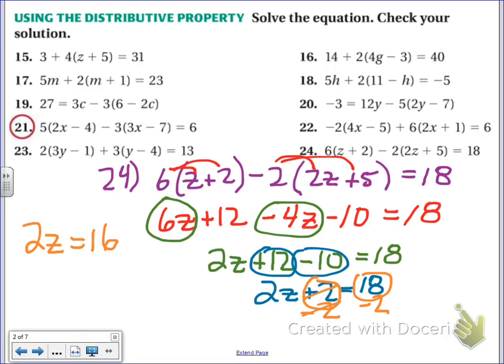And then our final step, most of you probably know what to do from here. We divide by 2 on both sides. The 2s cancel. I get z equals 16 divided by 2, which is 8. So that is my final answer for number 24.